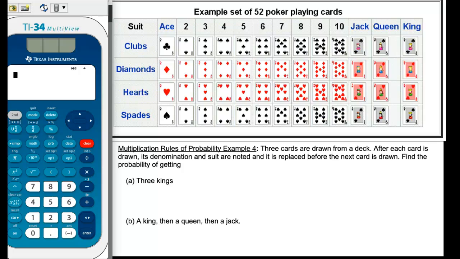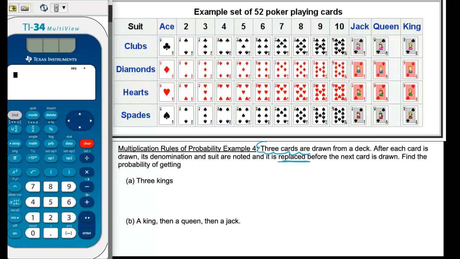In this video, I'm going to use the multiplication rules to do some more examples, and we're going to start with one having to do with the deck of cards. So in this example, 3 cards are drawn from a deck. After each card is drawn, its denomination and suit are noted, and it is replaced before the next card is drawn. Find the probability of getting 3 kings.